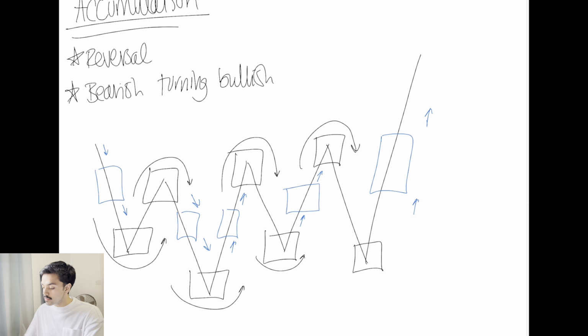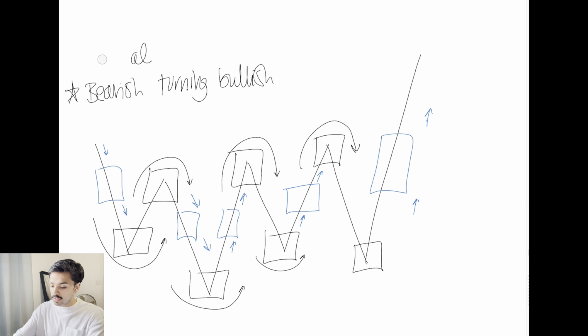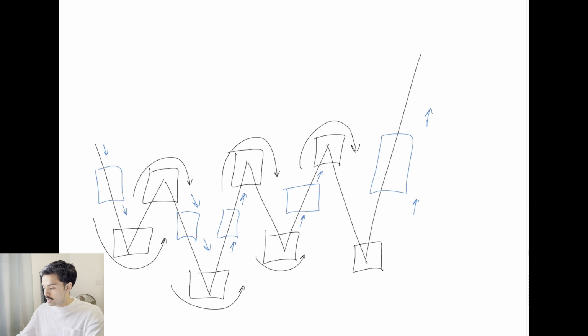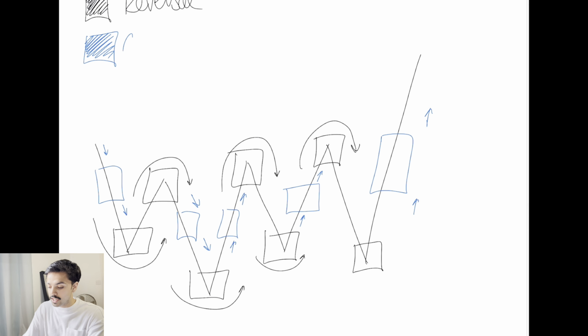Okay, so this slide, I guess we could say, delineates pretty well where the schematics take place. So the black boxes are your reversal schematics, and your blue boxes are your continuation schematics.